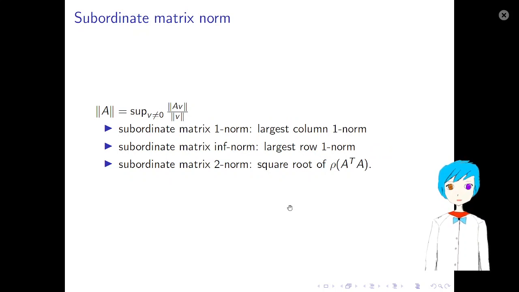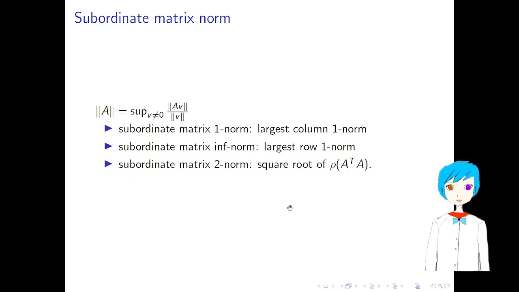Based on the vector norms, we can define subordinate matrix norms. The subordinate matrix norm of A, which is also called the vector-induced norm, is defined as the supremum over all non-zero vectors v, such that the norm of Av divided by the norm of v is taken.